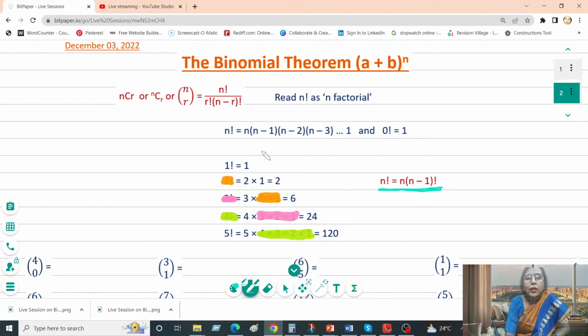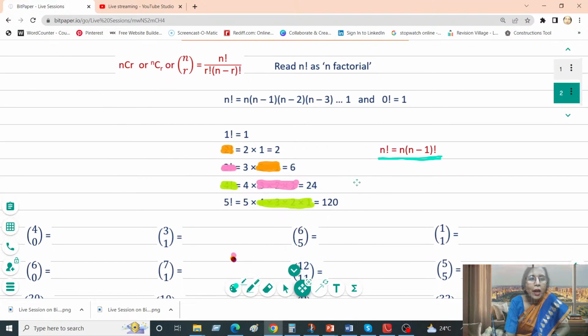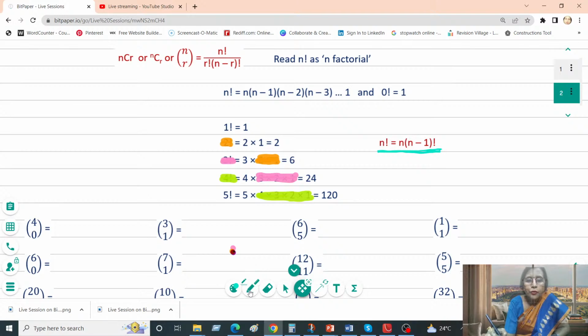Now we know how to find the value of a factorial, and we know the relation between n factorial and its immediately previous number's factorial, that is n minus 1 factorial. So now let us come to this part where we are asked to find some values of nCr. See over here, it is 4C0. That means n is equal to 4, and r is equal to 0.